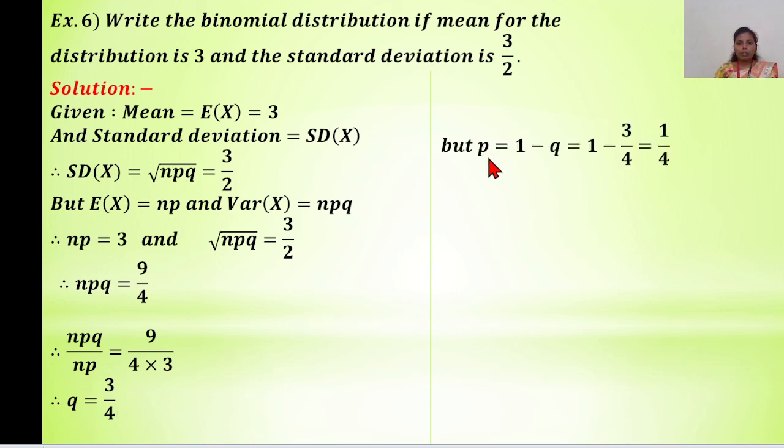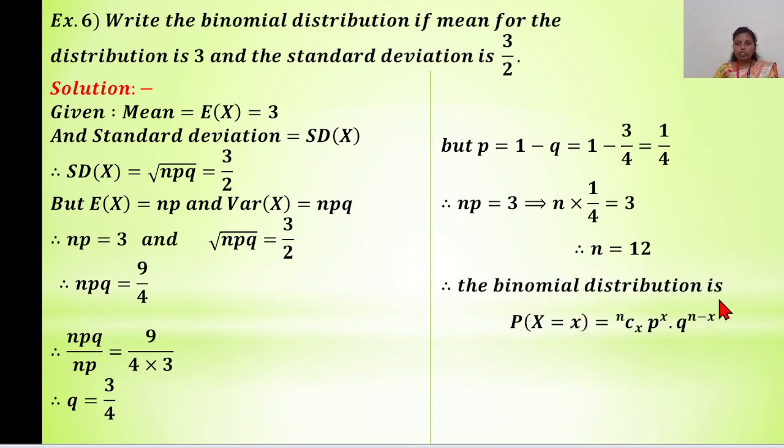But we know that p is equal to 1 minus q. Here we put the value of q as 3 by 4, then we get the value of p as 1 by 4. Therefore, np is equal to 3. That implies n into 1 upon 4 is equal to 3. Therefore, n is equal to 12.